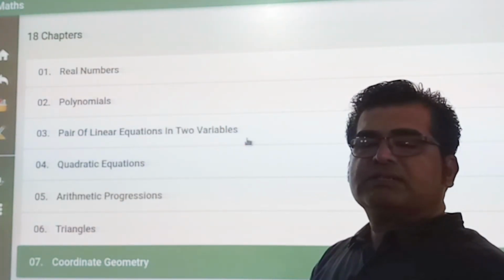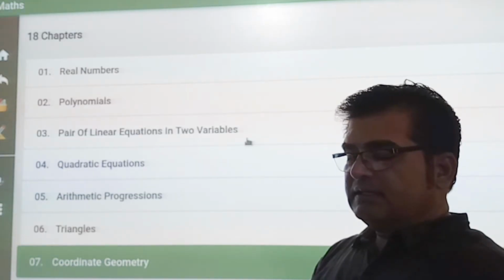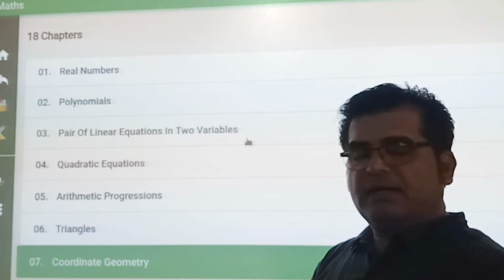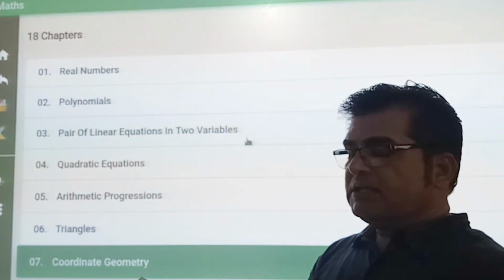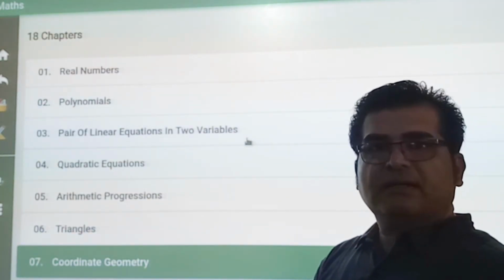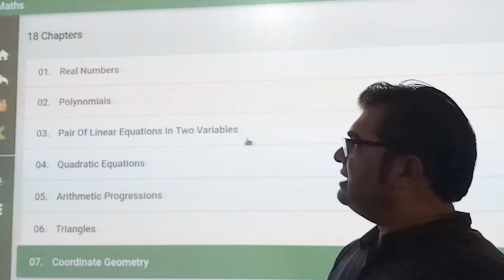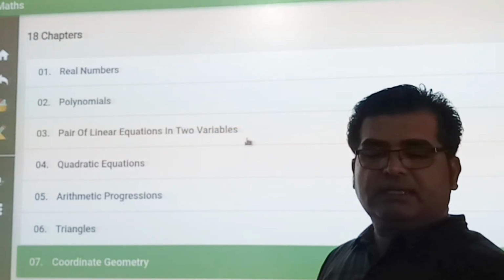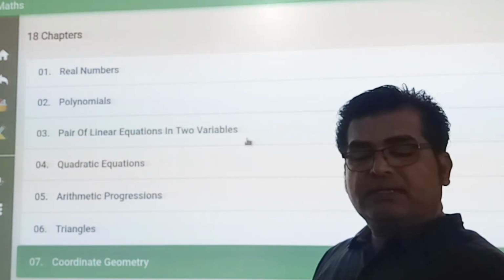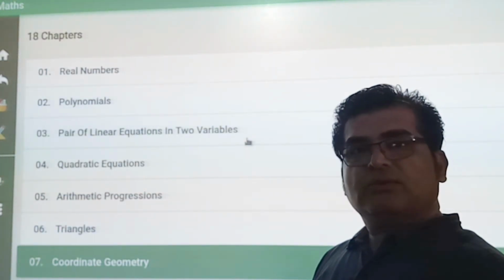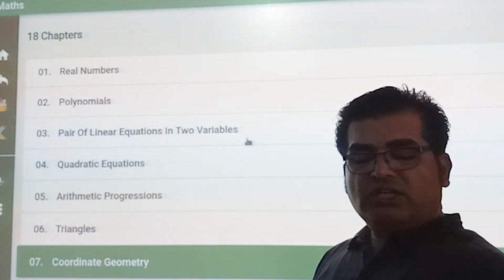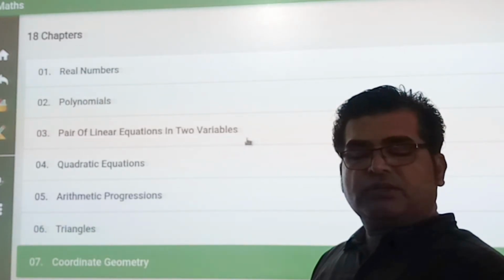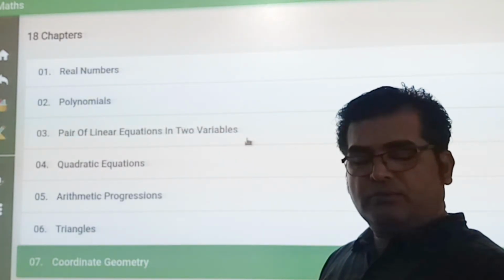In real numbers you will study Euclid's division lemma, the fundamental theorem of arithmetic, and revision of irrational numbers and rational numbers. Then the second chapter is polynomials. In polynomials you will study the geometrical meaning of the zeros of polynomials, the relationship between zeros and coefficients of polynomials, and the division algorithm for polynomials.